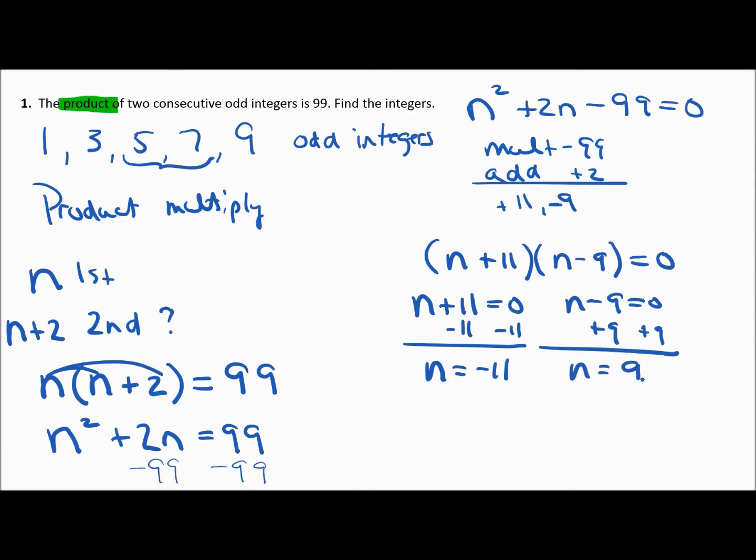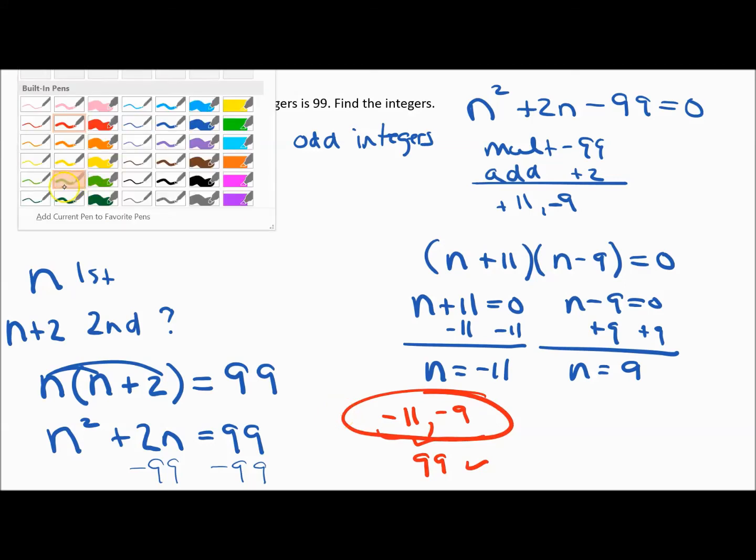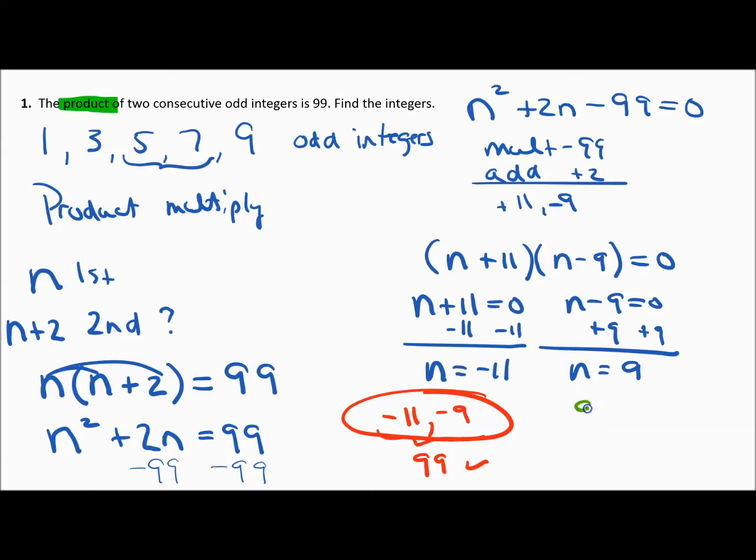Now, I notice I got two different answers. So if I'm trying to find the integers, I really have two stories going on here. The first story, I could say if n is negative 11, okay, then the other number would be negative 9, right? If you check that, when you multiply those together, that gives you 99. So it checked. So that's one option for our two consecutive integers. The other option, think about this, would be 9, and the next number in line is 11. And then 9 times 11, if you multiply those together, gives you 99, right?